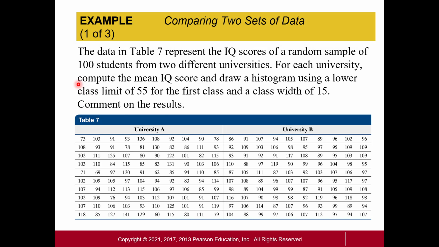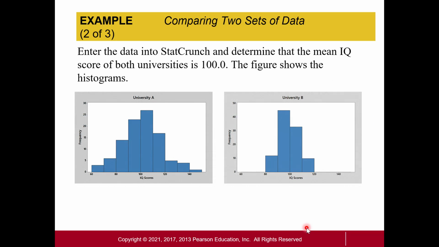So let's take a look at this example. This table represents the IQ scores of a random sample of 100 students from 2 different universities. For each of the 2 universities, we're going to compute the mean IQ score and then draw a histogram using a lower class limit of 55 for the first class and a class width of 15. We can enter the data into StatCrunch and determine that the mean IQ for both universities is actually 100.